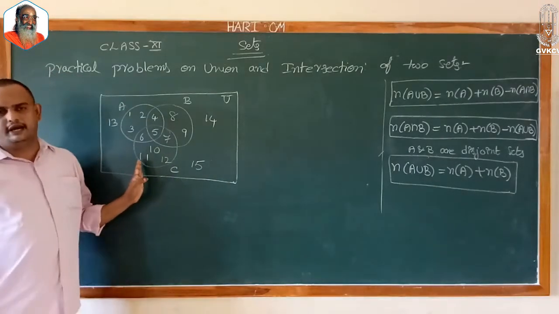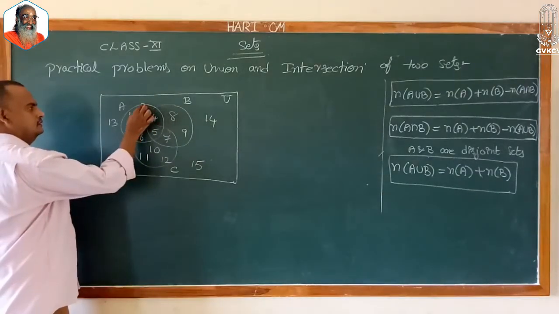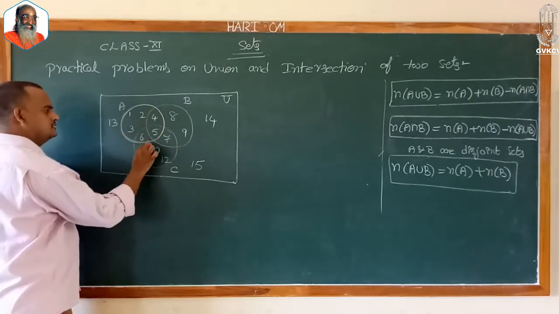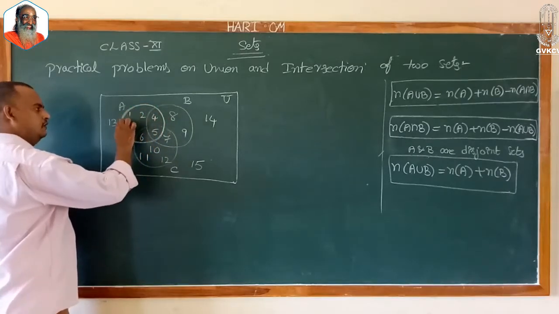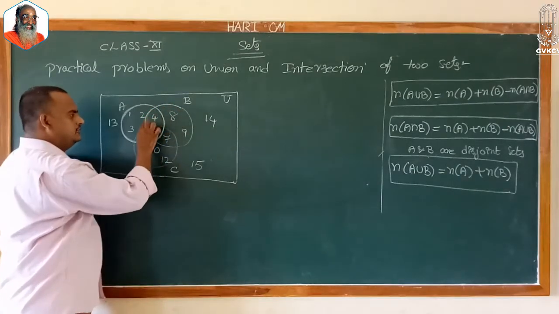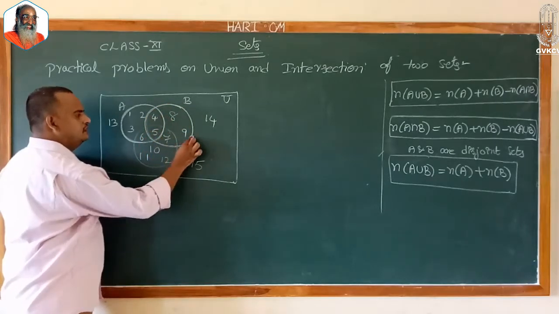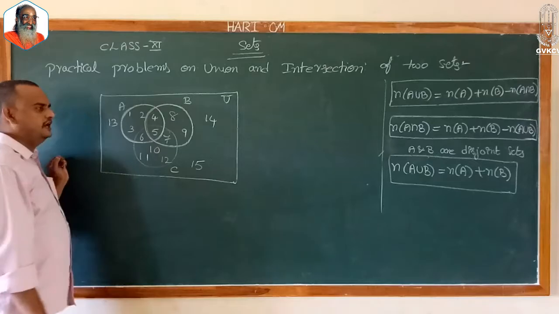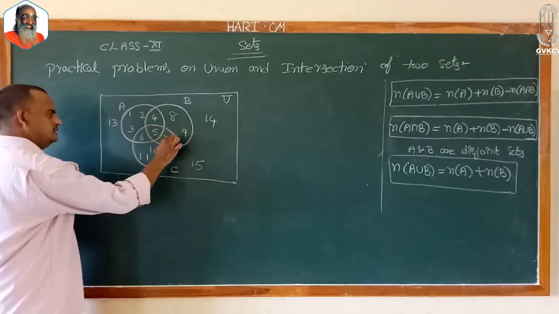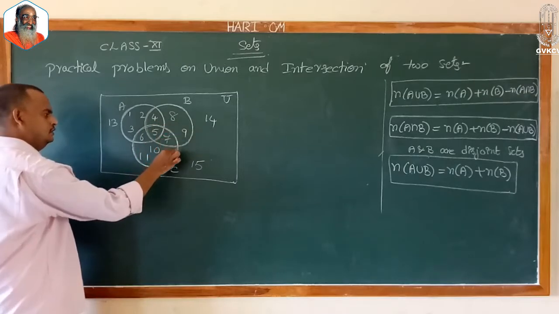When we observe this Venn diagram, this entire circle indicates set A. How many elements do we have? 6 elements. This entire circle indicates set B. How many elements do we have? 5 elements. This circle indicates set C. How many elements do we have? 6 elements.